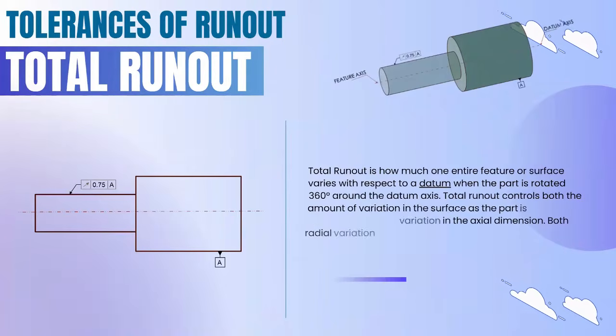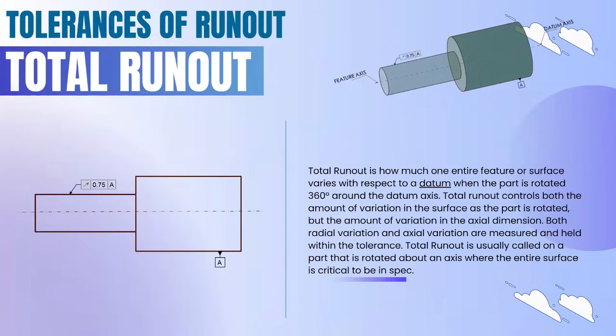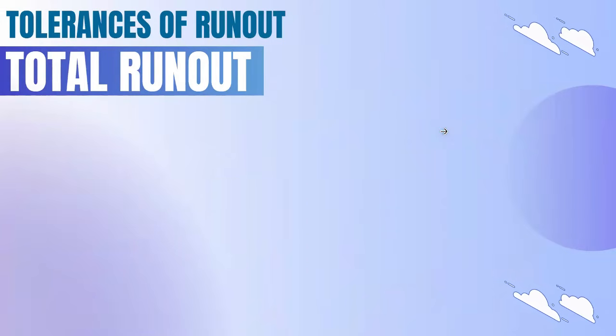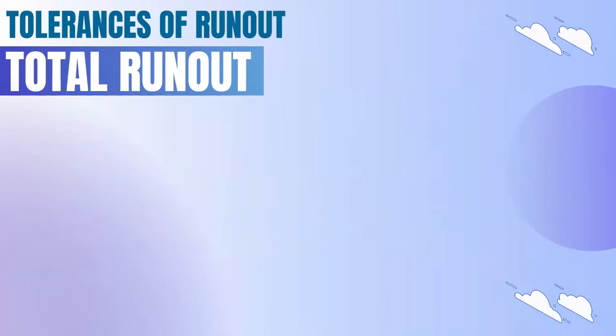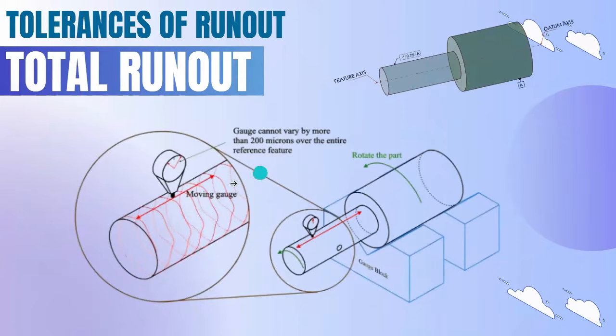Next, total runout. Total runout is a 3D type, so we are going to consider all the surface. Here you can see the shape of the zone, two concentric cylinders. We are going to cover all the surface. The zone will be two concentric cylinders. With respect to the datum axis, the shape of the zone will be considered.